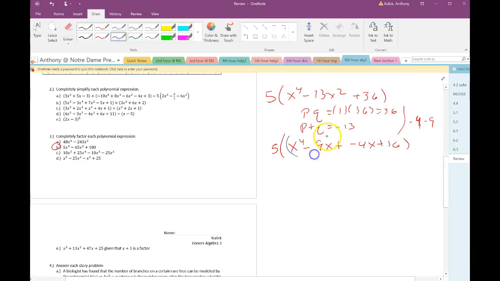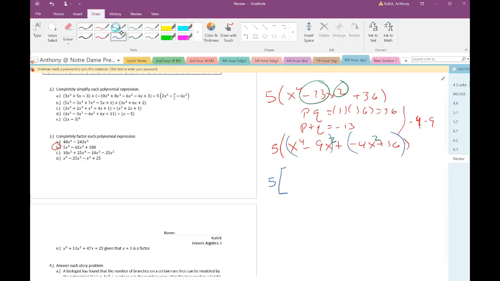And I make myself 2 groups. From the first group, I can take out, ooh, look at this, Mr. Kulik made a big mistake. It's an easy mistake to make. Notice I have negative 13x squared here. Those have to be x squareds, negative 9x squared, negative 4x squared, because I still have to add up to give me negative 13x squared. Ooh, almost made a big one.